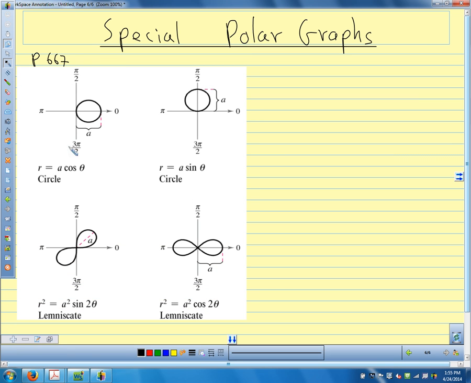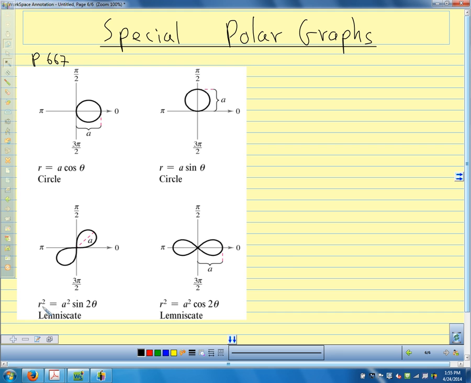So we've talked about these already. Anytime we have a graph of r equals a cosine theta, we're going to get a circle. Functions of cosine theta have polar axis symmetry, so we're going to get a circle. a tells us the diameter of the circle. r equals a sine theta, we get pi over 2 symmetry. a tells us the diameter of the circle. So those will always give us circles.